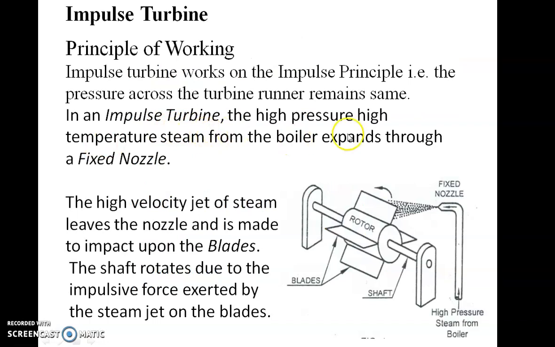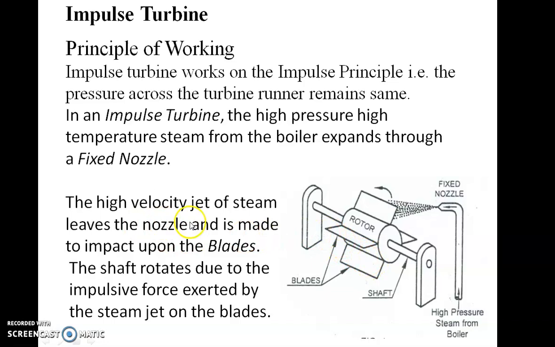So in an impulse turbine, the high pressure, high temperature steam from the boiler expands through a fixed nozzle, that is, a steam nozzle. This is a nozzle, so high pressure steam coming from the boiler is expanded, or blown over the rotor blades. These are the moving blades, and this rotor rotates, and this is a shaft connected to this rotor.